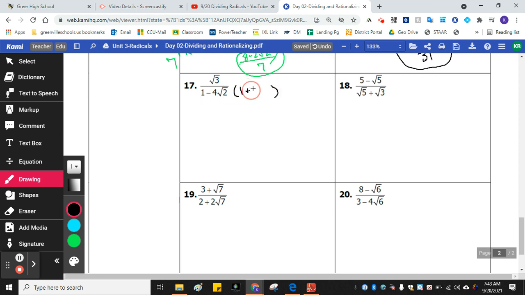Multiply by the conjugate, 1 plus 4 square root of 2. This is a good one to see because it has a number outside the radical and a number inside the radical. Now it's not as easy, so be very careful. Square root of 3 times 1 is 1 square root of 3. Square root of 3 times 4 square root of 2: the 3 and the 2 are in the radical, so that'll give you square root of 6. The 4 is outside, so it's 4 square root of 6.